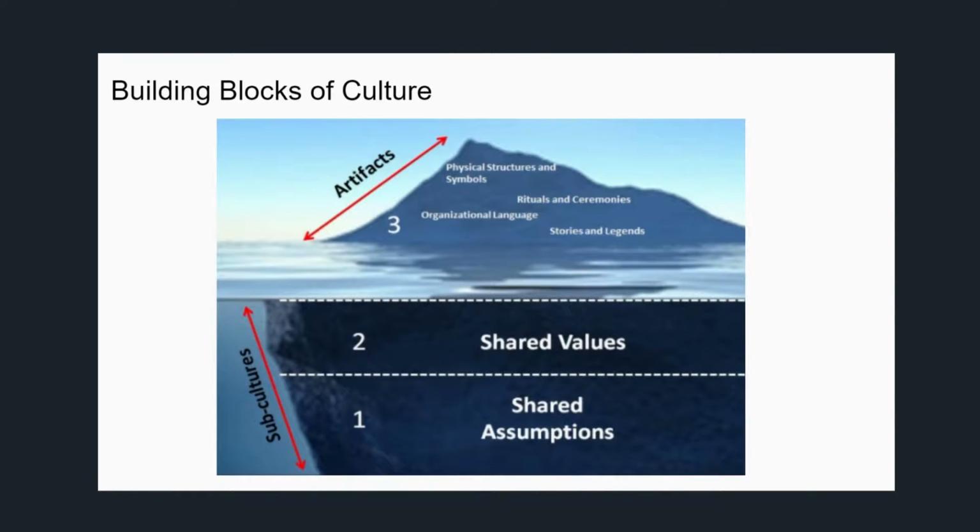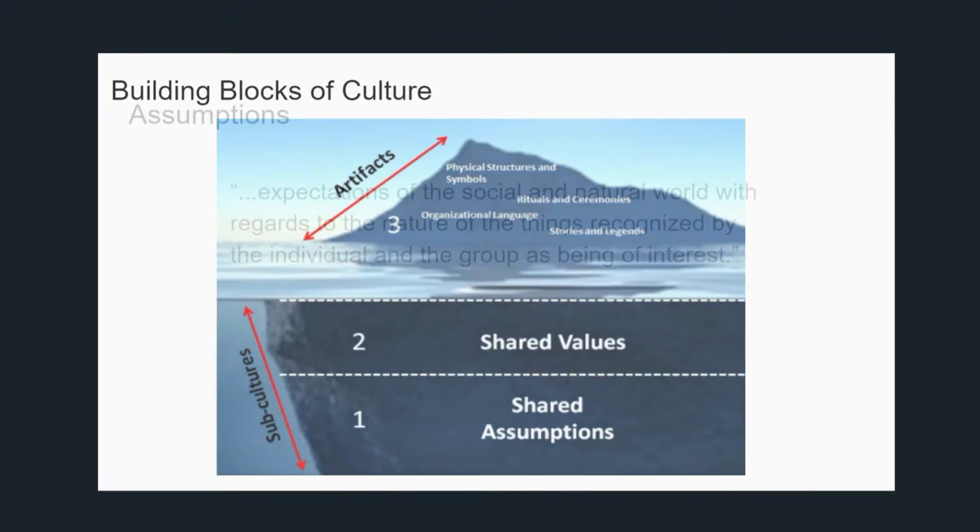Today we will look at some of these building blocks of culture, including assumptions and values, which are the subcultures that are below the waterline, and 4 types of artifacts, which include ritual, process, conceptual, and material. These are the things that can be seen from afar. Let's start by focusing under the waterline and look at assumptions.